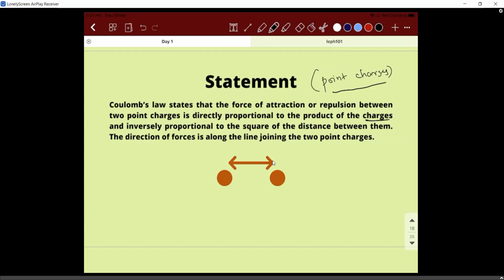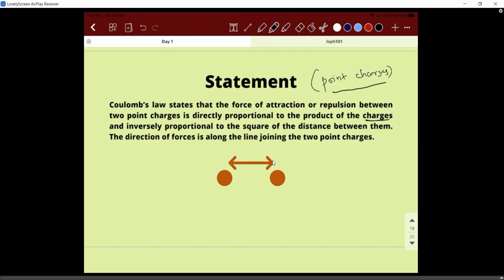Distance of separation between them. That is one way of understanding. But here the point size may mean they are literally point size. So that is where this theory is derived. Is directly proportional to whom? To the product of the magnitude of the charges. Please underline the words magnitude of the charges. I'll tell you why it is so. It is directly proportional to the product of the magnitude of charges and inversely proportional to the square of the distance of separation between the two charges.